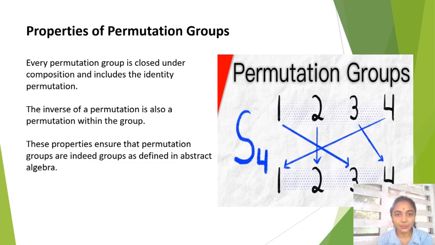Properties of permutation groups. Every permutation group is closed under composition and includes the identity permutation. The inverse of a permutation is also a permutation within the group. These properties ensure that permutation groups are indeed groups as defined in abstract algebra.